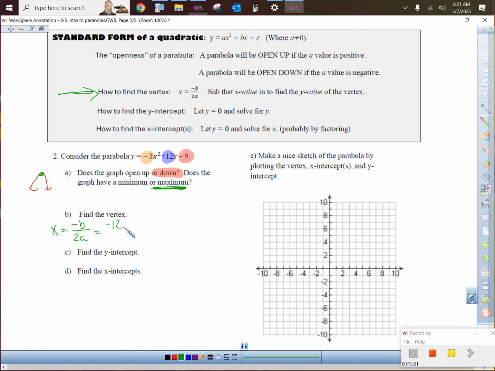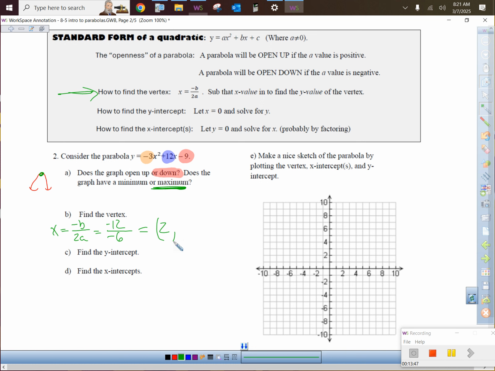2 times a, well, a is -3, right? I need 2 times that, so that should give me -6. Are we all good in the neighborhood? Everyone in here knows this answer if I ask it out loud. It is amazing if I don't ask it. What's a negative divided by a negative turn out to be? Positive. You all know that, right? So that will be 2. That is the x value of the vertex. We're usually very good at finding that because we have a formula for it.